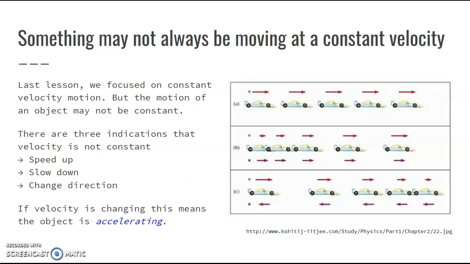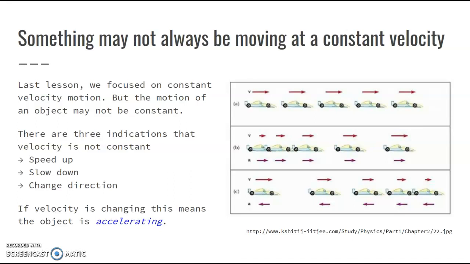So things may not always be moving at a constant velocity. That's what we've talked about last lesson, so moving with a constant speed in a certain direction. But this may not always be true. So there's three ways we can kind of tell if something is not moving with a constant velocity: if it's speeding up, if it's slowing down, or if it's changing directions, which is something we'll touch upon in a different unit. We'll focus on the speeding up and slowing down for now.